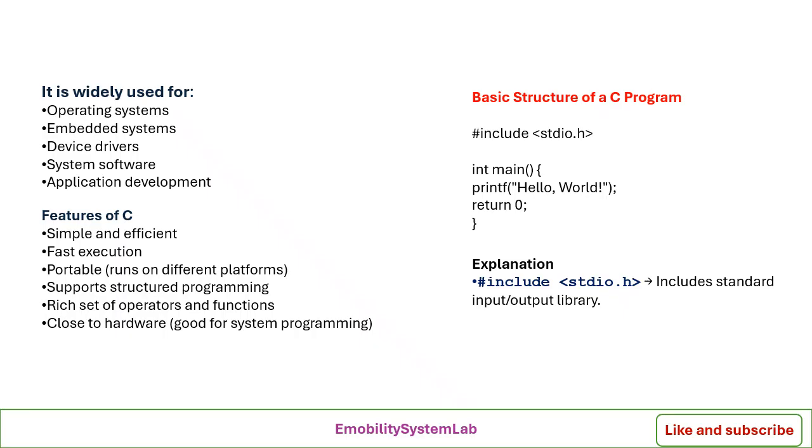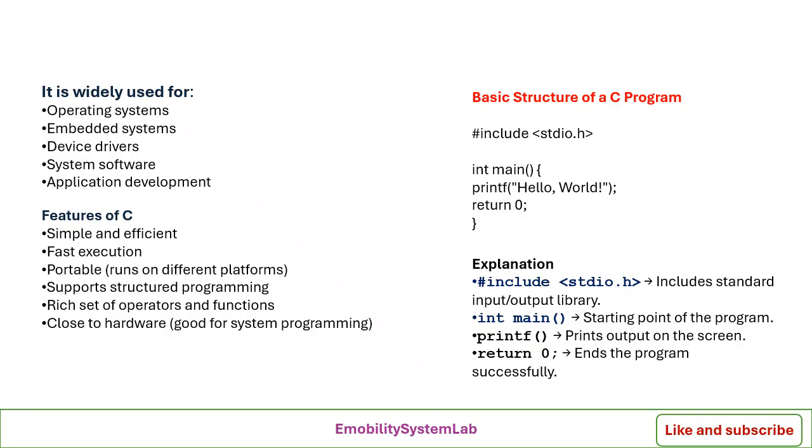Let's see the explanation. Include stdio.h includes the standard input output library. Int main is the starting point of the program, and printf is an inbuilt function that is available in the standard input output library. The work of printf is to give output on the console or screen. And return 0 is the ending of the program. When you mention return 0, it means the program ended successfully.